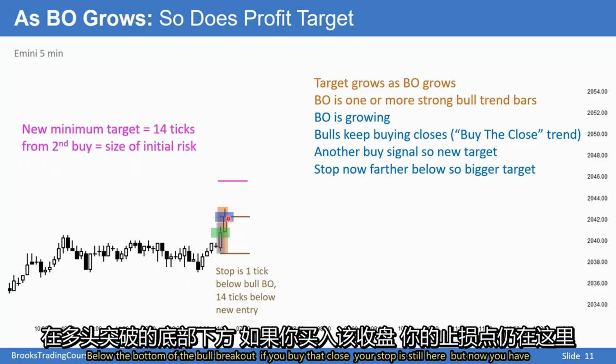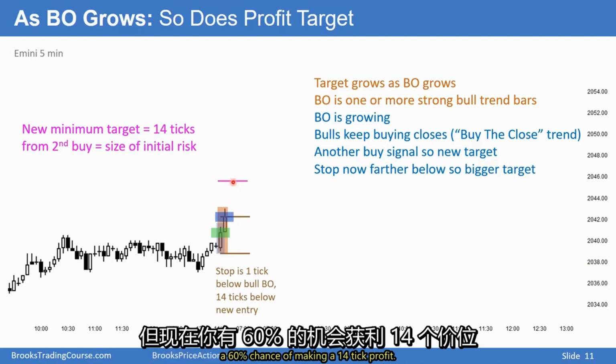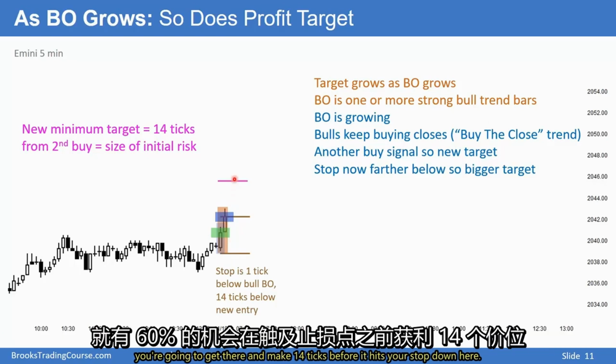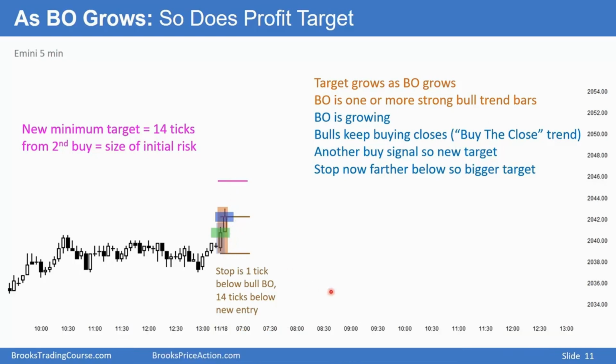If you buy that close, your stop is still here, but now you have a 60% chance of making a 14-tick profit. Your stop is now 14 ticks below that close. So 60% chance if you buy this close, you're going to get there and make 14 ticks before it hits your stop down here.